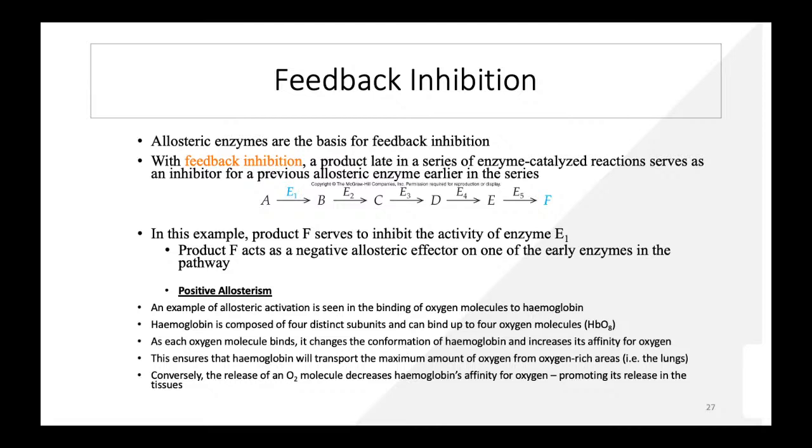And now after the allosteric inhibition, let's talk about feedback inhibition. Allosteric enzymes are the basis of feedback inhibition actually. So you can see this reaction, A giving rise to B, B giving rise to C, D, E, F. So we have this product F at the end. What will happen is that F will serve as an inhibitor to enzyme 1. Since all the products are being produced, it will inhibit the activity of E1, and that means feedback inhibition.